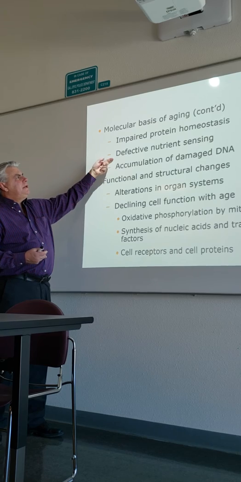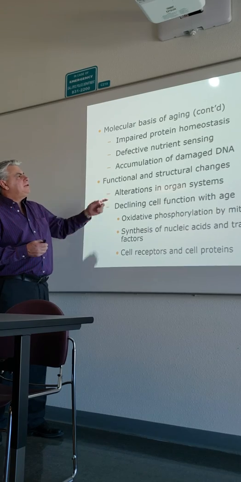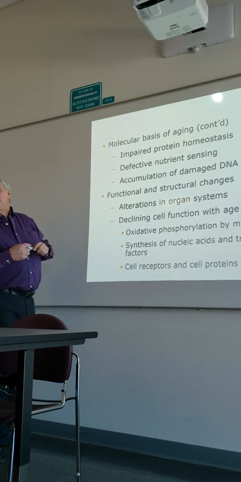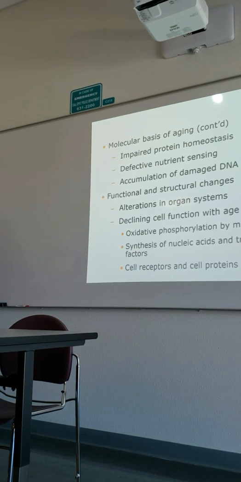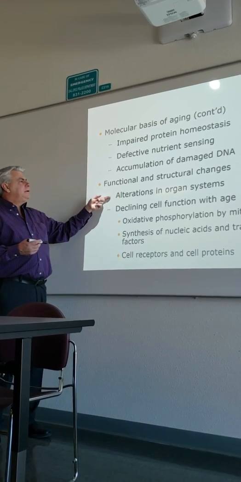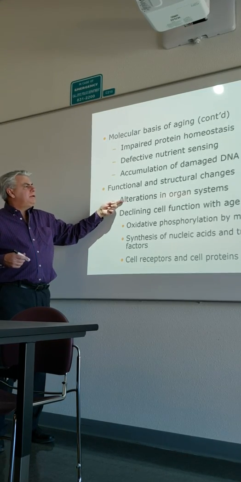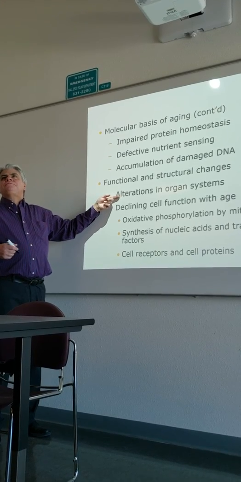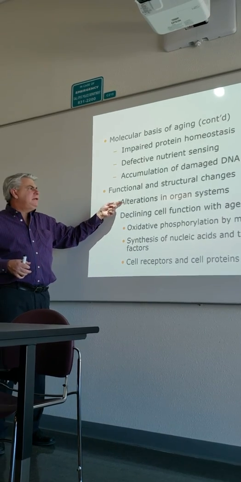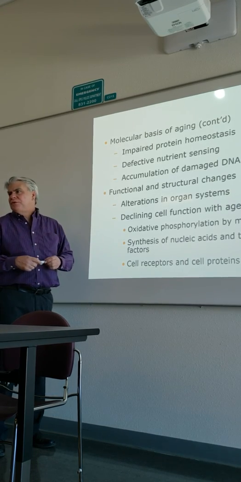Defective nutrient sensing, accumulation of damaged DNA, that's back to the mutations. Okay, and then functional and structural changes, alteration of organ systems. Give me some examples. We've got 3 minutes. What can be some of these? Well, like the pancreas, it makes too much insulin, or doesn't make enough insulin. Or you can be talking about inability to produce enough synovial fluid, you start getting what? Osteoarthritis. Any alterations in organs, all of them are going to start. Your kidneys start getting enough damage where they become inefficient at filtering, right?